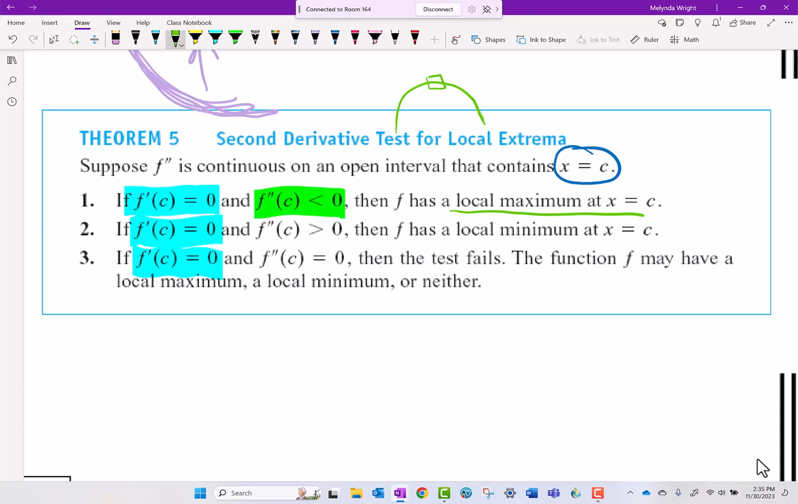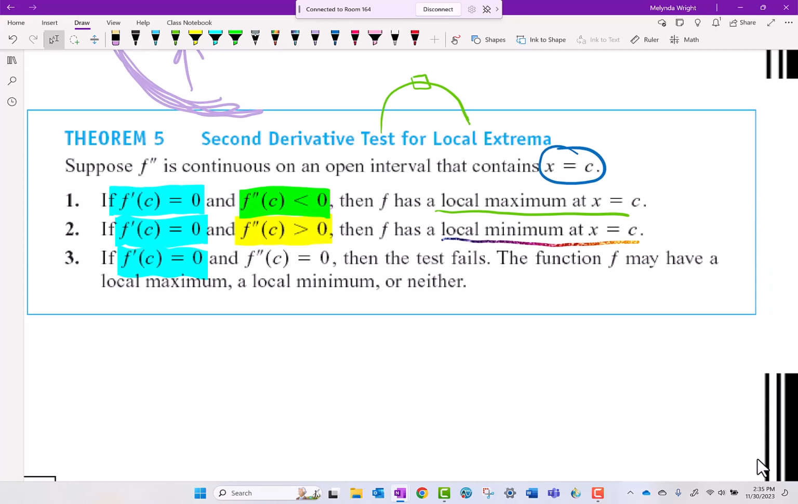Okay, let's look at the second option. If the first derivative is 0 and f double prime is positive, then we have a local minimum. Now, why is that? So positive is minimum? That makes no sense, unless you think about what it means for f double prime to be positive. Which kind of concavity is that? That's concave up. So if I have a function that's concave up and I've got that critical number, well, of course it's going to be a minimum.